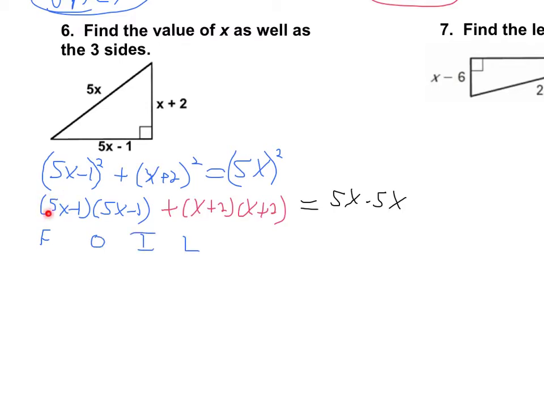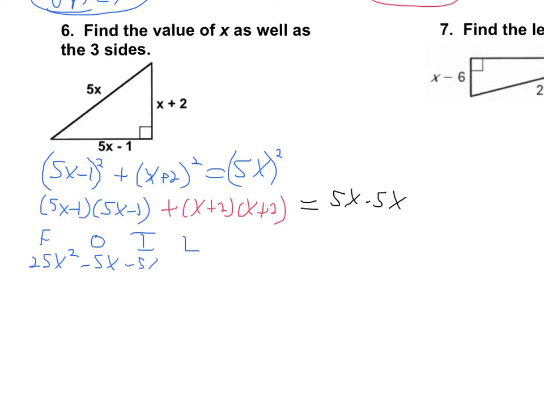So firsts are 5x and 5x. So 5x times 5x is 25x squared. Then we got outside. Outside would be 5x and negative 1. If you multiply those, you just get negative 5x. Insides are negative 1 and 5x. So if you multiply those, you also get negative 5x.